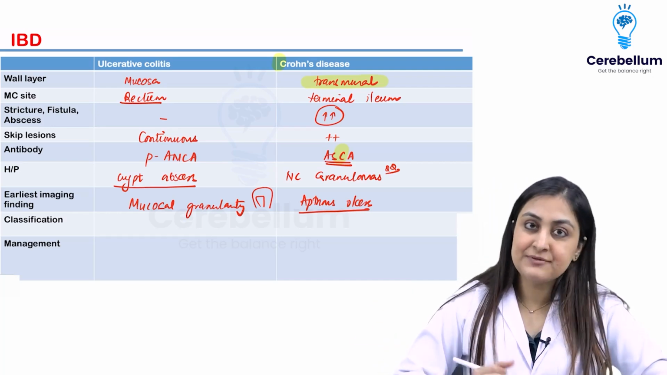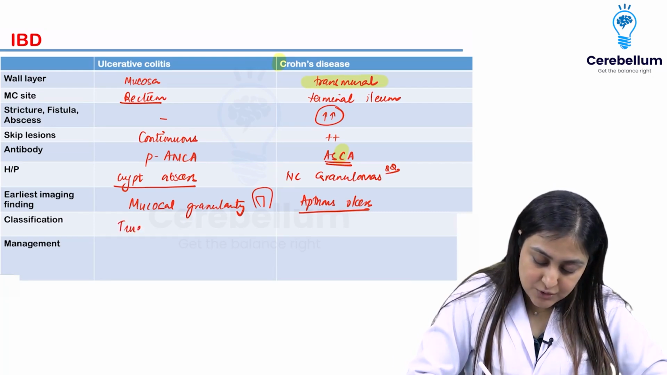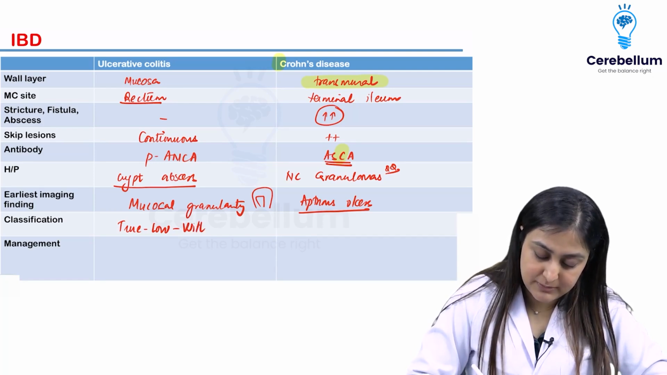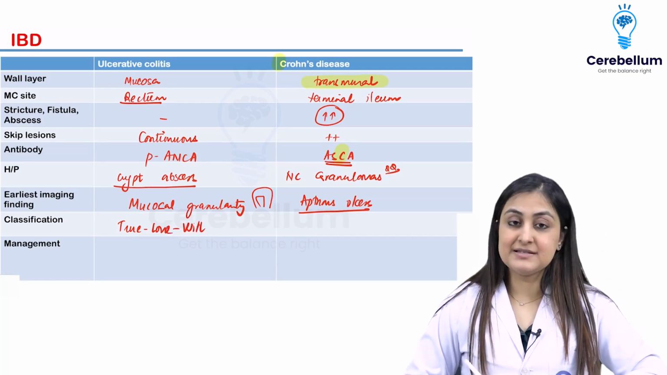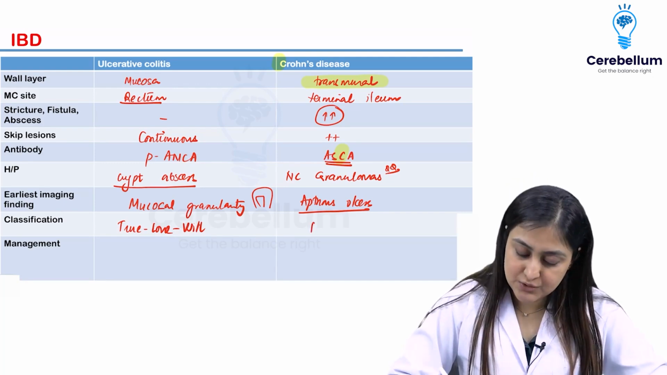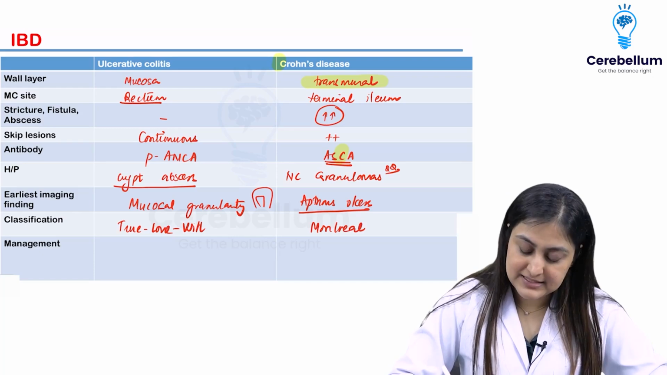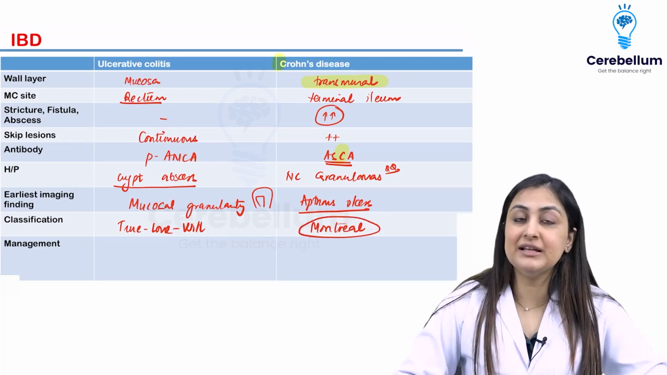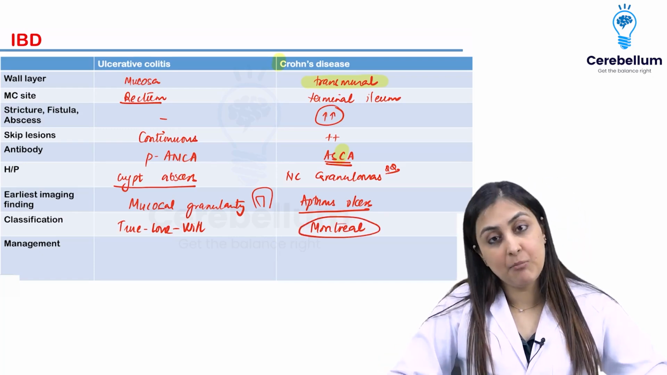Okay. The classification system for UC is what is known as the Truelove-Witts classification. You want to remember Truelove-Witts classification, whereas for Crohn's disease, it is known as the Montreal classification. Okay. Previously, there was a Vienna grading as well. Now we are using Montreal.